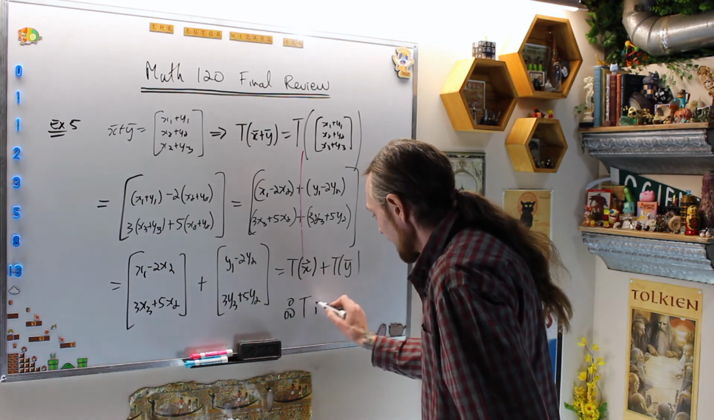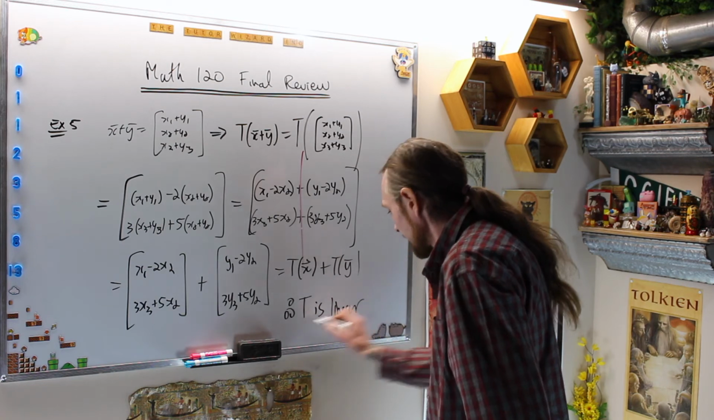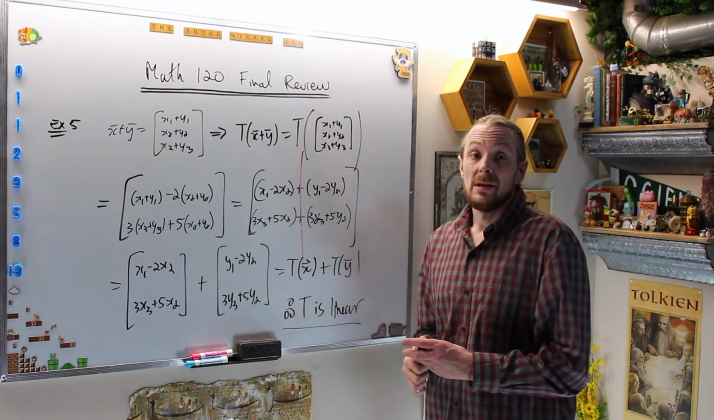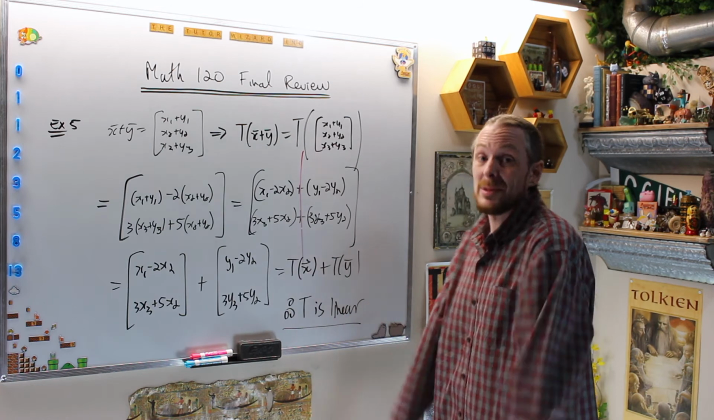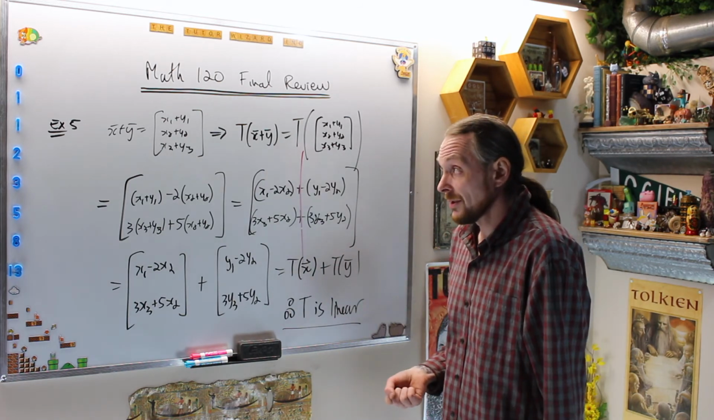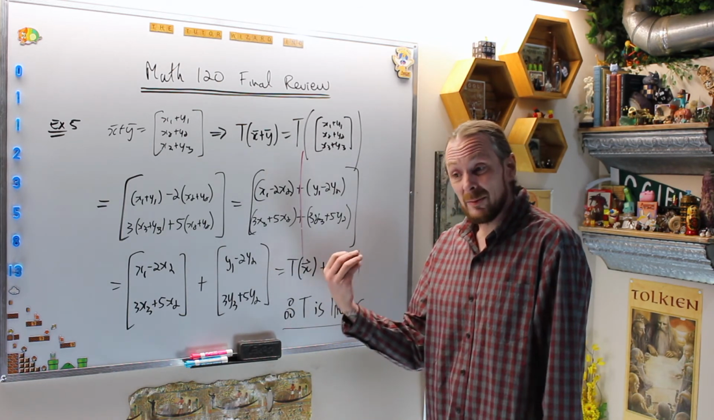Therefore, T is linear. It sent 0 to 0. It spit out scalars and it splits sums. So this is a linear transformation. Therefore, what do we have to do? We have to find its standard matrix now.